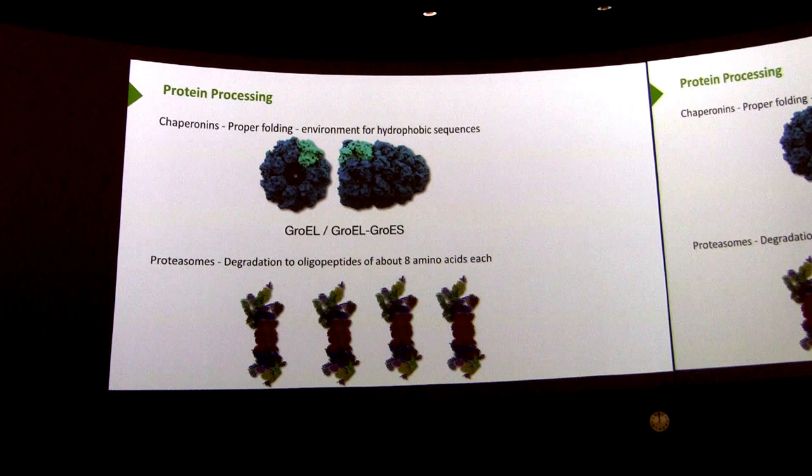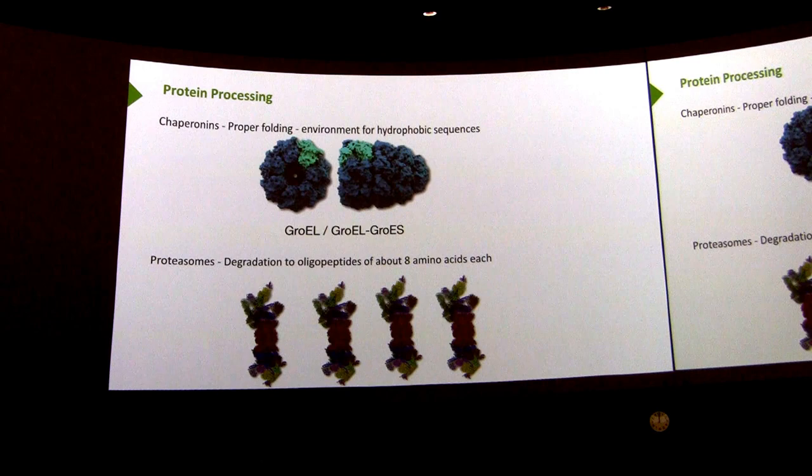And to be able to do that, cells have a structure called a proteasome. And that's the structure that you see at the top of that figure. Proteasomes are involved in breaking down proteins into smaller units. Typically, they break them down into smaller peptides of about 8 amino acids or less. And that's what was referred to in the song where it talked about units of less than 9. All right? That's what the song was talking about.